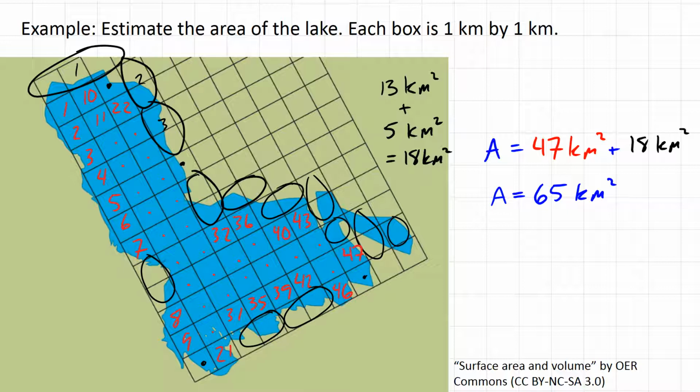If you said 60 square kilometers, that would be fine. If you said 70 square kilometers, that would be fine, as long as you showed some work to justify how you got to that number. It's not a totally precise method, but as long as you can get reasonably close and show how you got there.